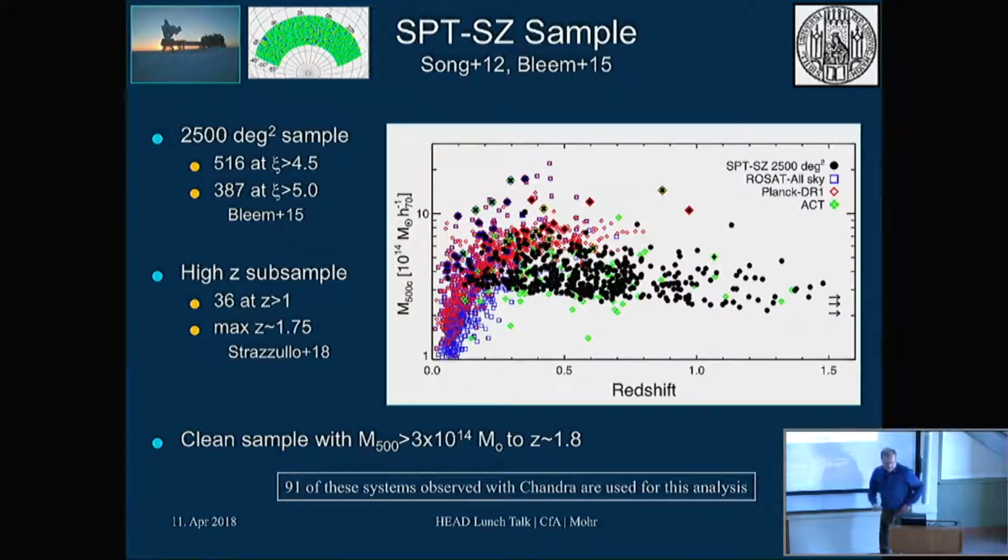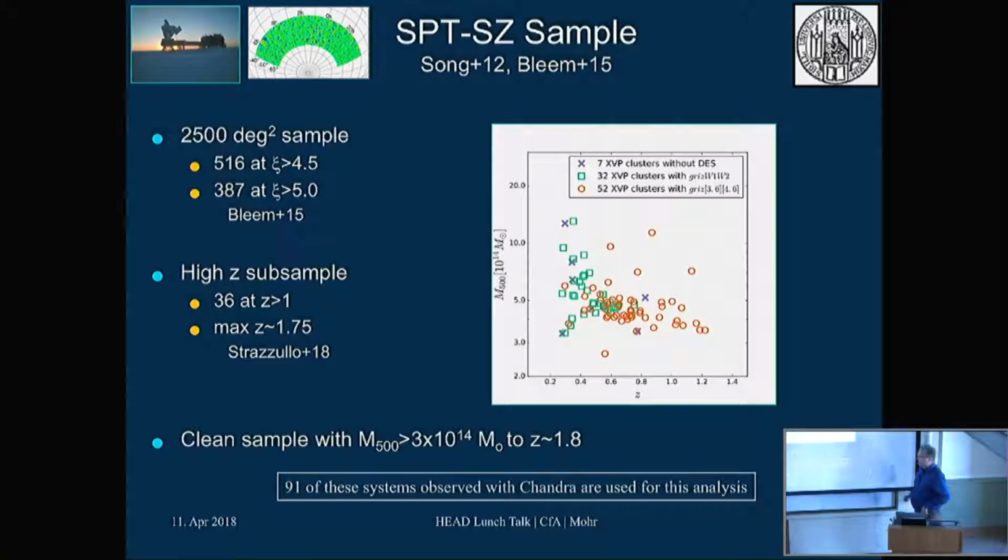Basically 91 of these systems have been observed with Chandra through a variety of proposals, including an X-ray visionary proposal that Brad Benson and Alexey Vikhlinin and others were successful in bringing down. And this is basically the plot of mass versus redshift of the sample that I'm going to show you.